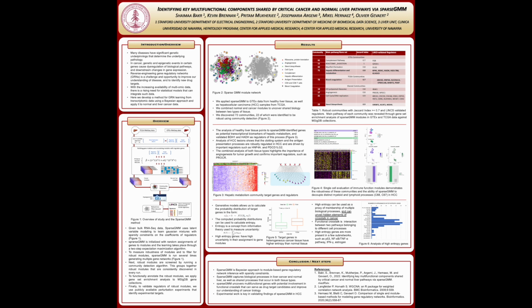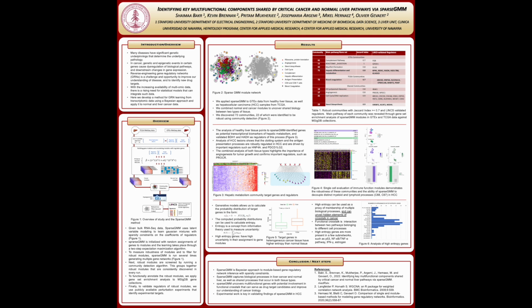The analysis of healthy tissue points to sparseGMM identified genes as potential transcriptional biomarkers of hepatic metabolism and validated BDH1 and HADH as regulators of this process. Analysis of HCC lesions shows that the clotting system and the antigen presentation processes are robustly regulated in HCC and are driven by important regulators such as hepatocyte nuclear factor 4 alpha and PDCD1-LG2.